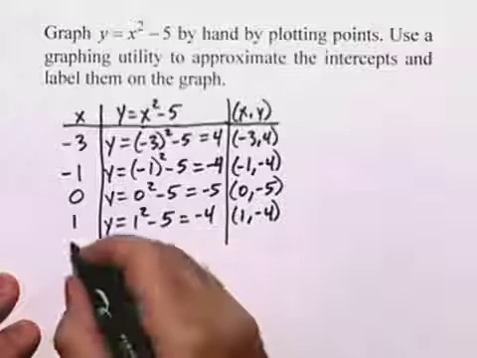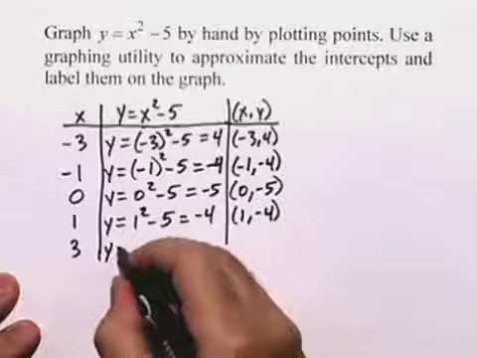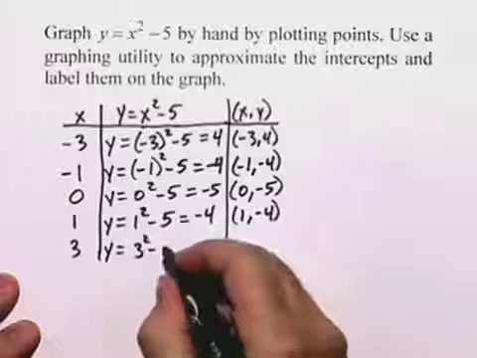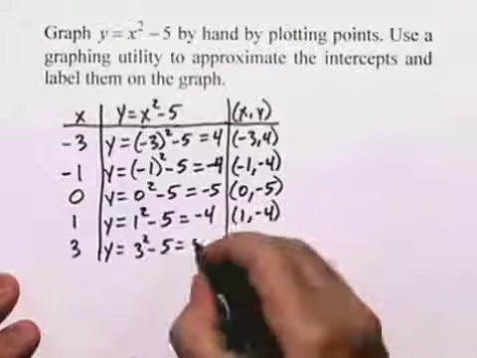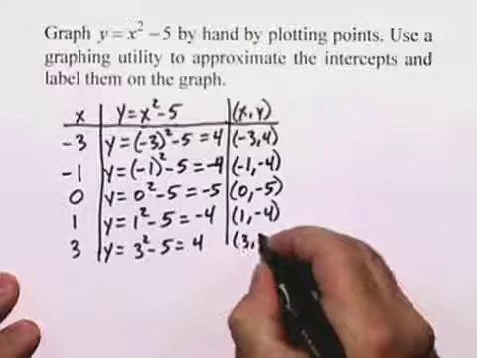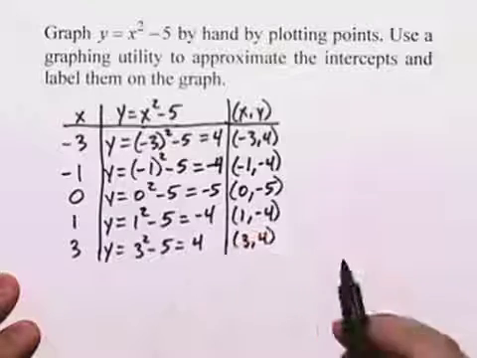And one last value for x, we'll let x equal 3. We get y equals 3 squared minus 5. We get 9 minus 5 is 4. And so the point 3, 4 is on the graph.